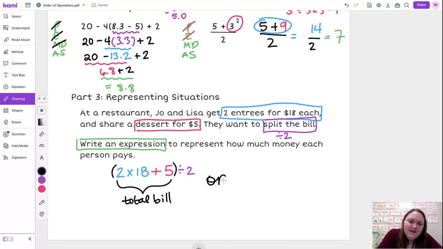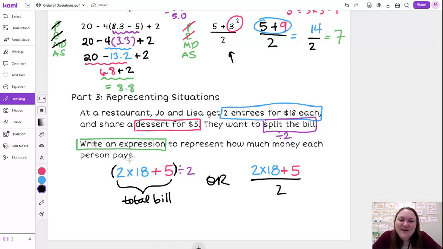You could also write this maybe by hand. You could write the 2 times 18, the plus the $5 for the dessert. And the other way you can show you're dividing everything by 2 is kind of like this problem up here. We are dividing everything by 2. These both mean the same thing.